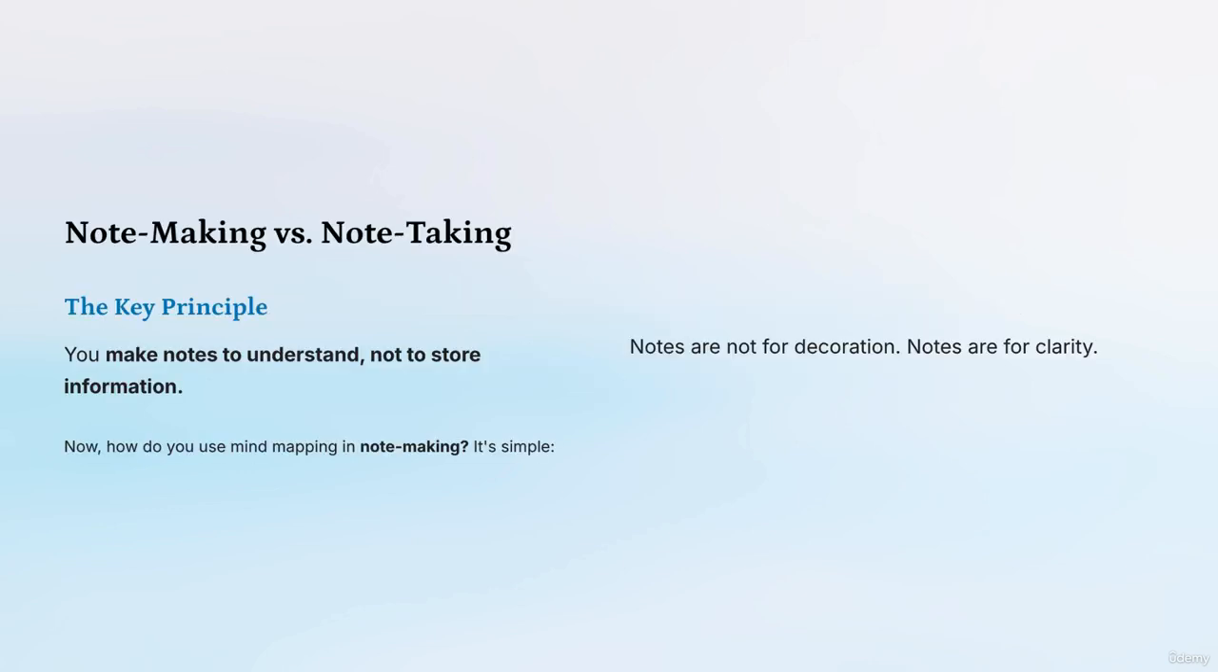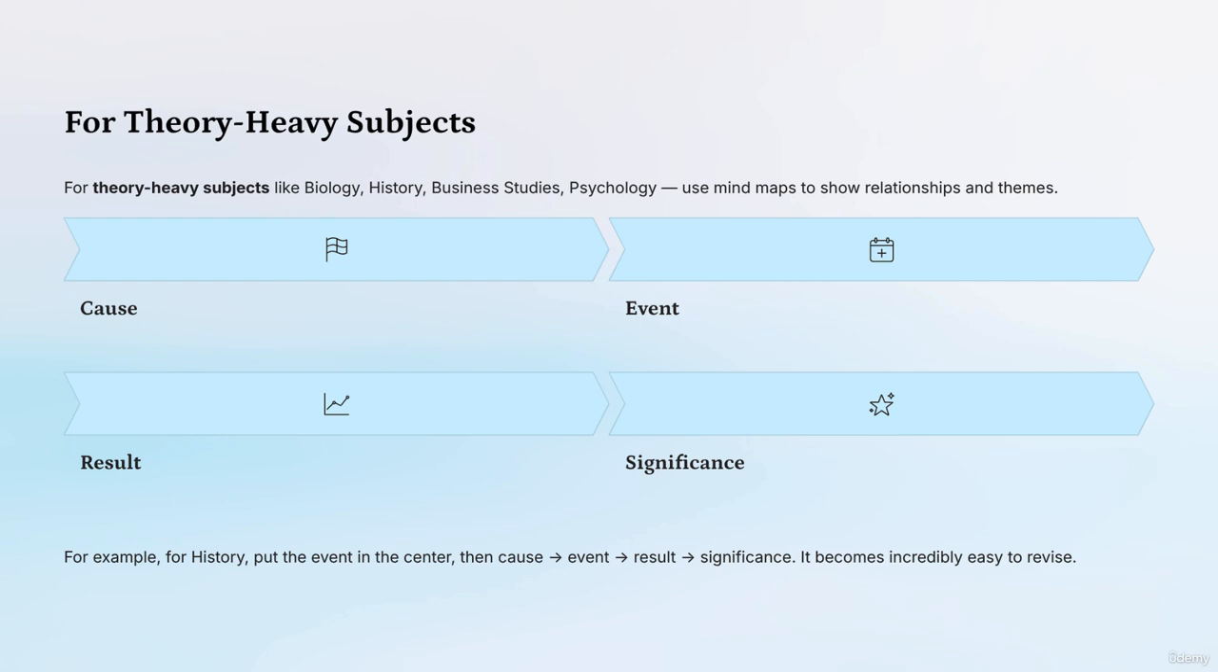Now, how do you use mind mapping in note making? It's simple. You make notes to understand, not to store information. Notes are not for decoration, notes are for clarity. For theory heavy subjects like biology, history, business studies, psychology, use mind maps to show relationships and themes. For example, for history, put the event in the center, then cause, event, result, and significance. It becomes incredibly easy to revise.